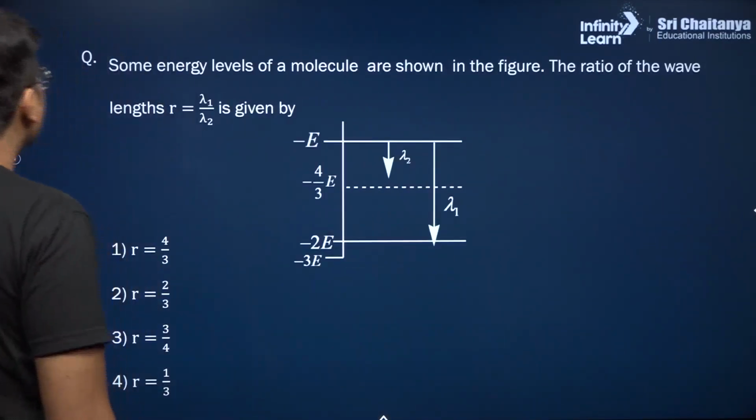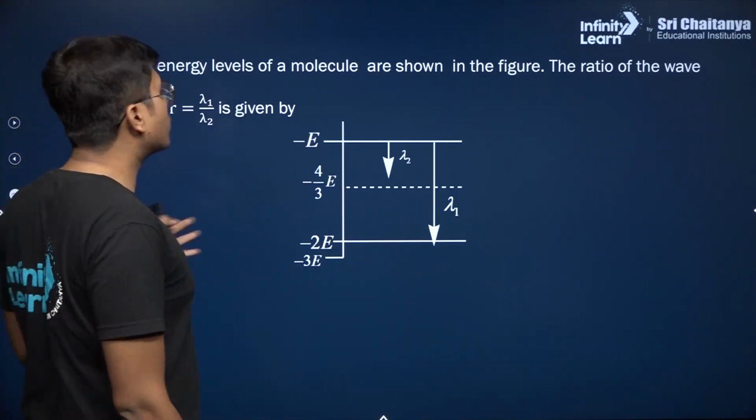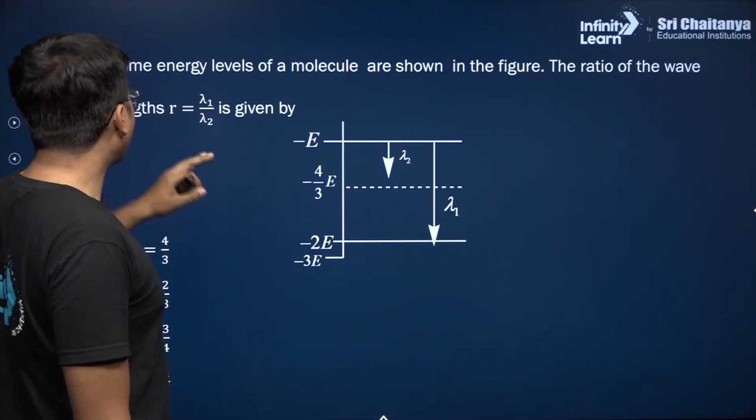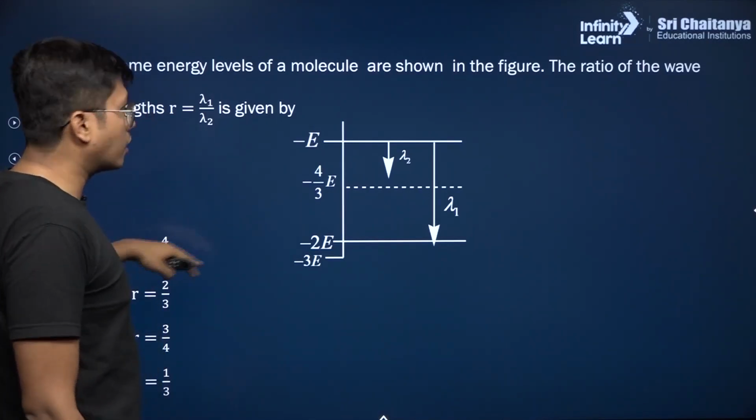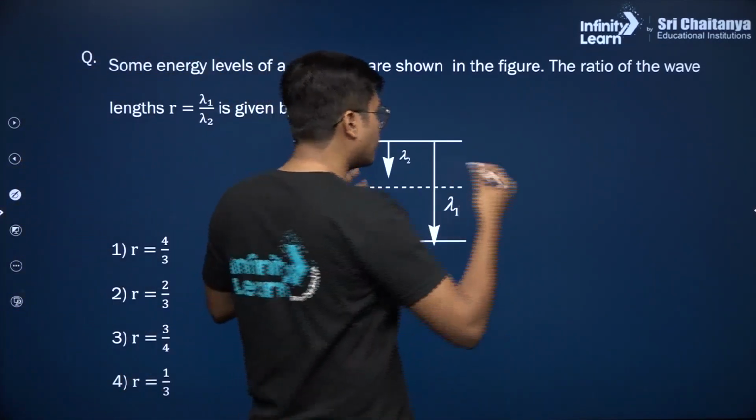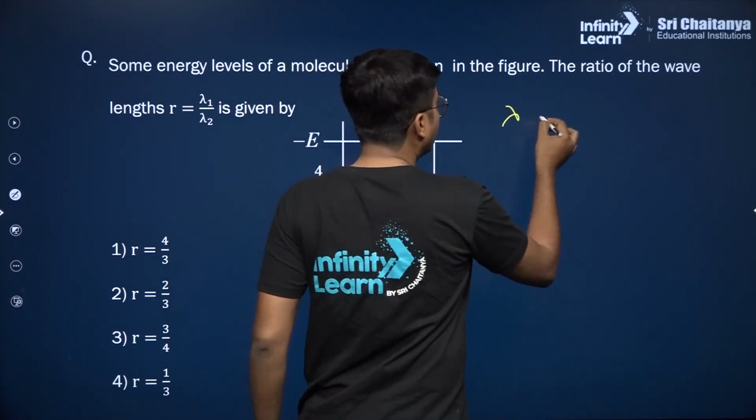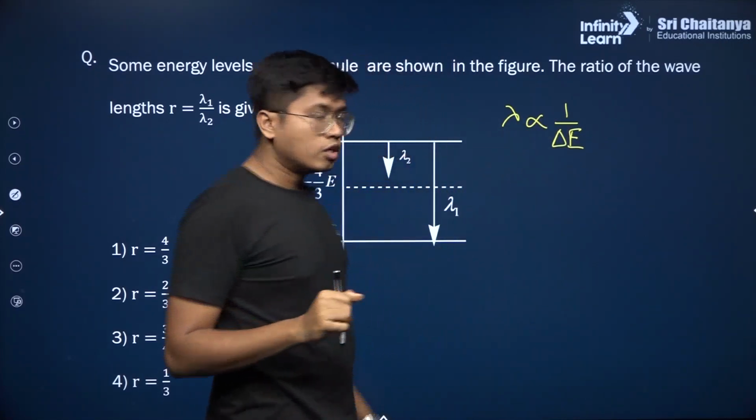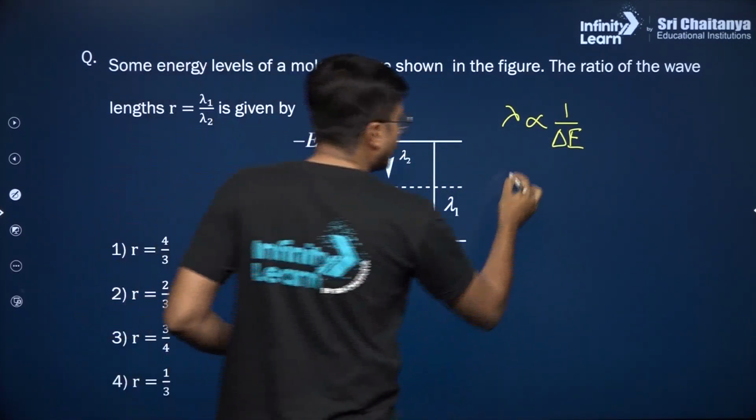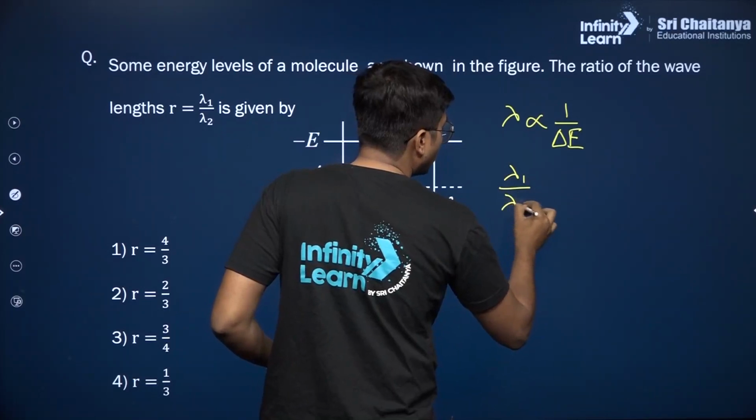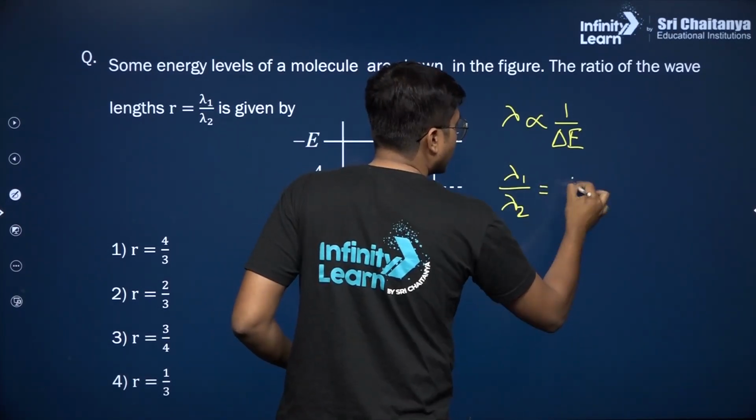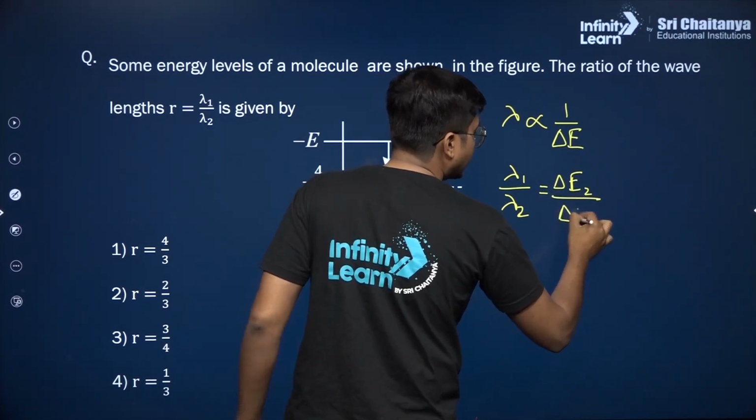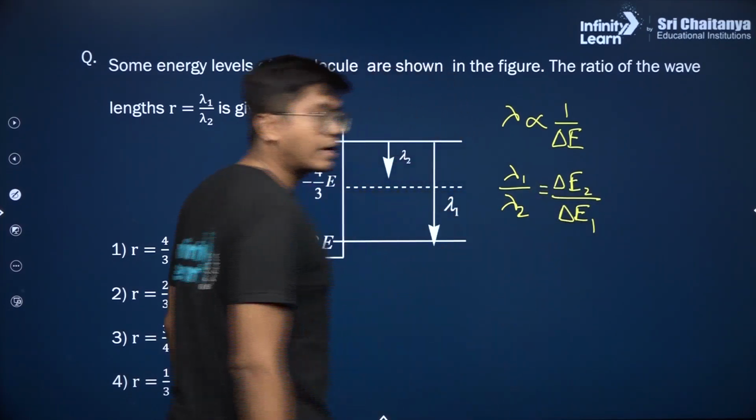Moving ahead, this one says that some energy levels of a molecule are shown in the figure. The ratio of the wavelengths R is equal to lambda 1 by lambda 2. We have to find the value of R. So what do we know? We know that the wavelength emitted, lambda, is always inversely proportional to the change in energy level, which means your lambda 1 by lambda 2 would be equal to delta E2 by delta E1. So that is going to happen.